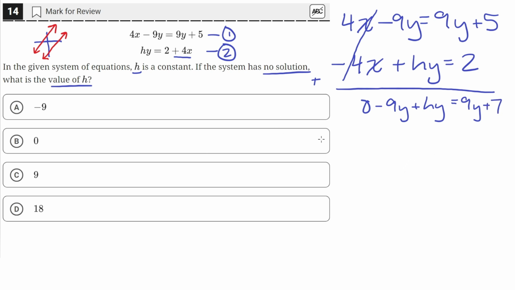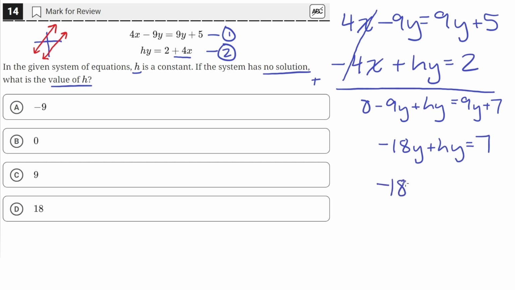Okay, so now we can move all the y's to one side. So if we move the y's to the left side, we'll get negative 18y plus hy equals 7. So now we need to change this equation such that we get an equation that's not true. So we need to somehow cancel out the y's here. So we need to choose an h value accordingly so that this 18y gets canceled out. And we can do that by setting h equal to 18.